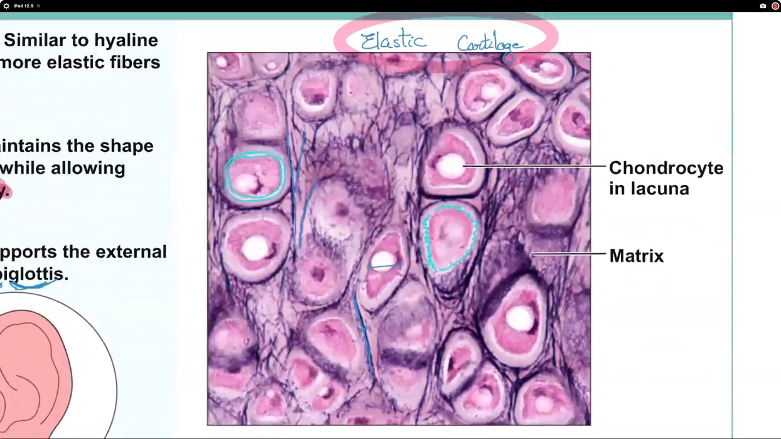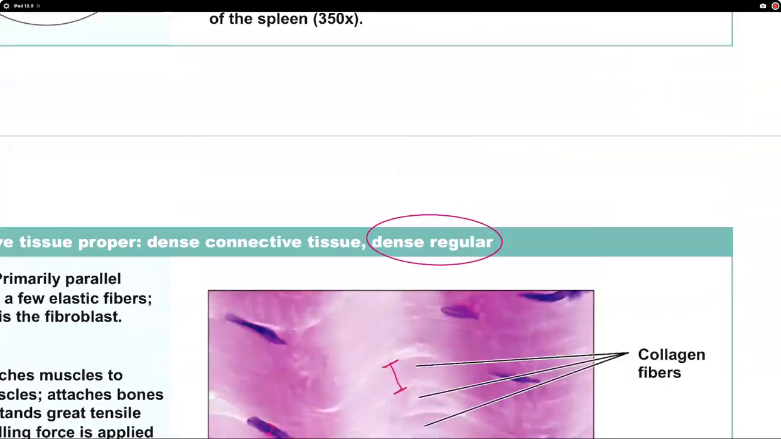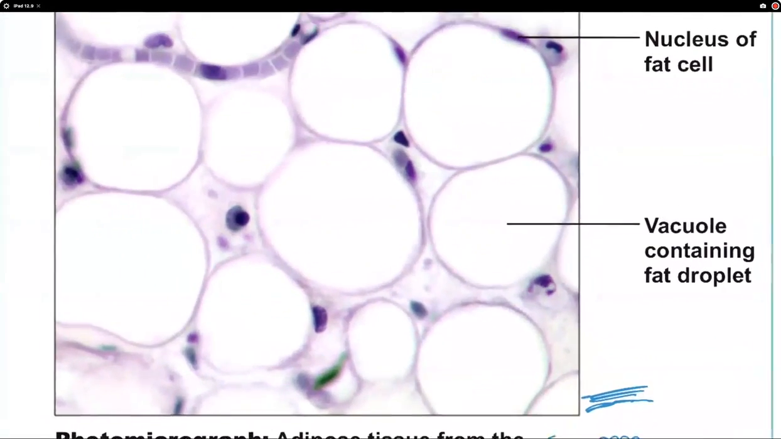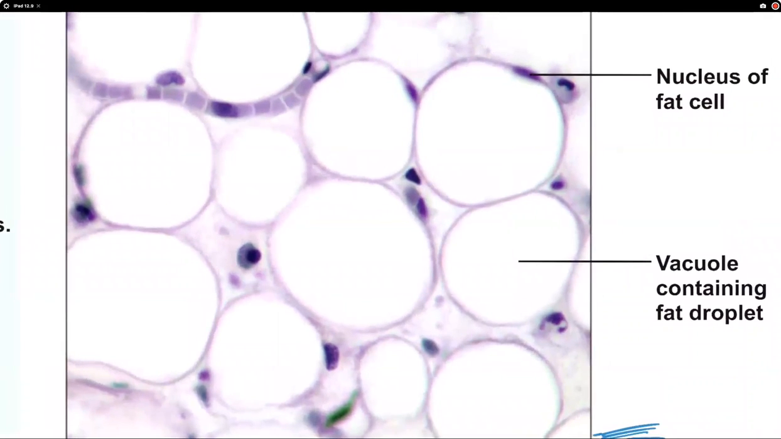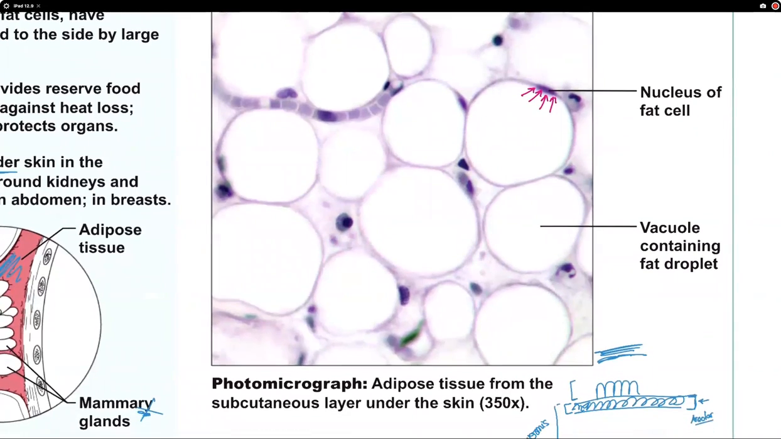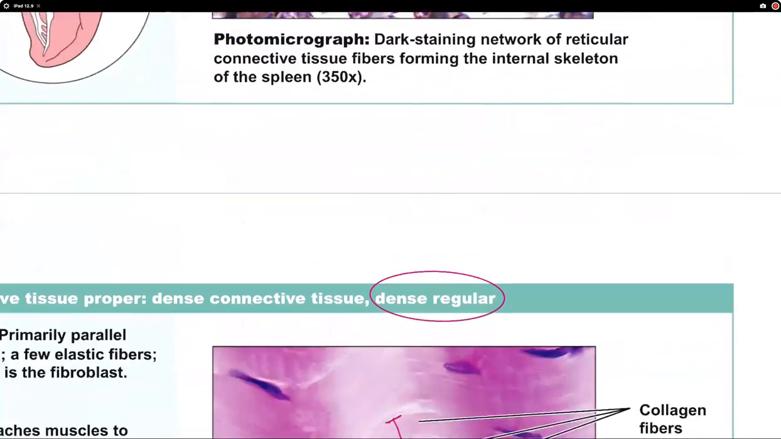Let's see the type of connective tissue where most of its size is occupied by fat cells, large vacuolated cells. Those vacuoles were compressing the nucleus towards the periphery of the cell. This is what gives the signet ring appearance to the cells. Those are my fat cells, and this is going to be my adipose connective tissue.